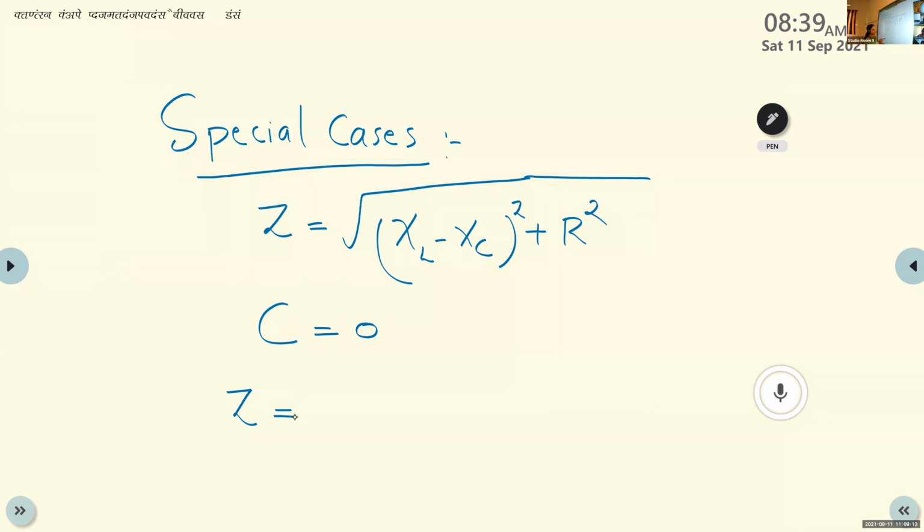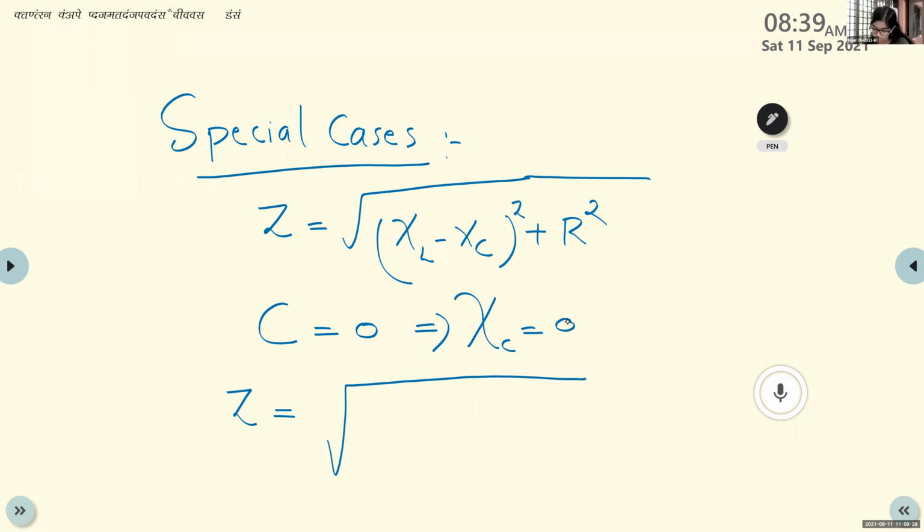Z is equal to, if C is equal to 0, does it offer any kind of resistance? Which implies chi C is equal to 0. So then what about the impedance of the circuit? Z is equal to? Root of chi L square plus R square. Yeah, root of chi L square plus R square. So if no capacitor is present in the circuit, then the impedance of the circuit becomes Z is equal to root of chi L square plus R square.